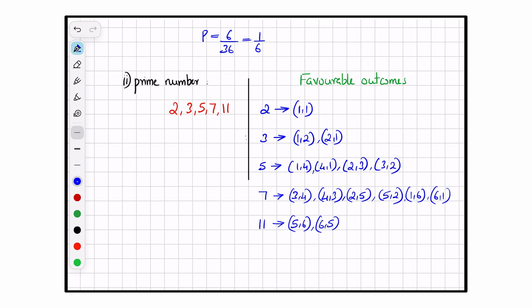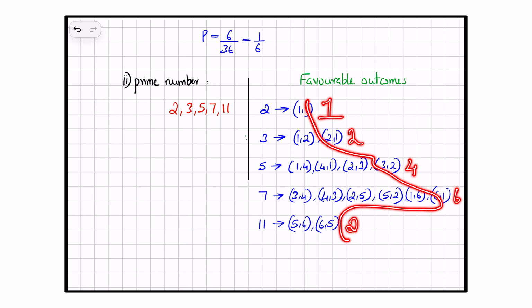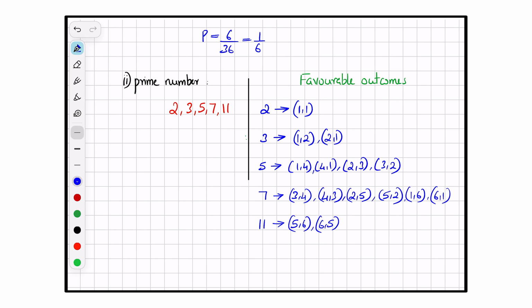Any more chance? No. So together we have 1 outcome here, 2 outcomes here, 4 outcomes here, 6 outcomes here, and 2 outcomes here. So together that is 1 plus 2 plus 4 plus 6 plus 2. So the probability of getting a prime number as the sum of rolling two dice is 1 plus 2 plus 4 plus 6 plus 2 divided by the total possibilities, that is 36, and once you do, you will get 15 by 36 or 5 by 12.